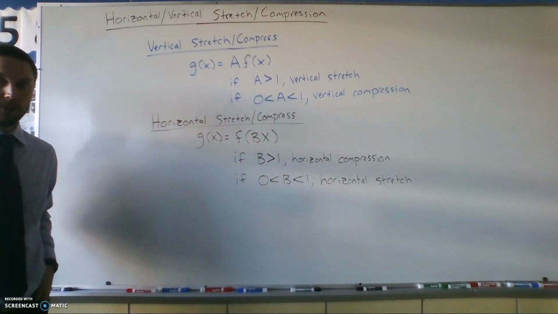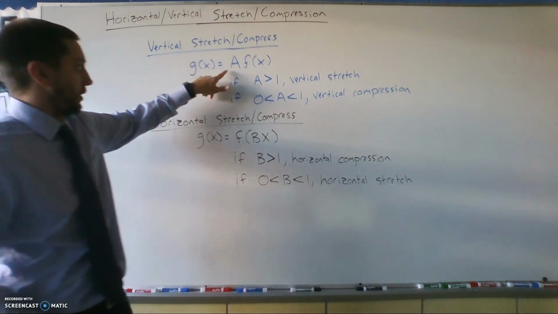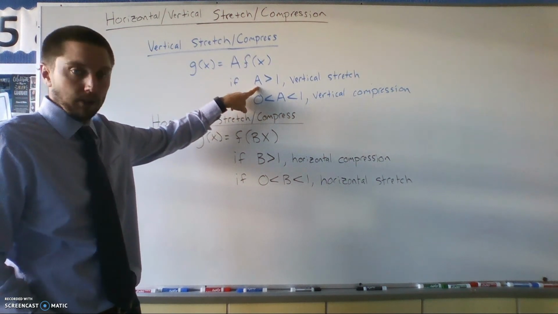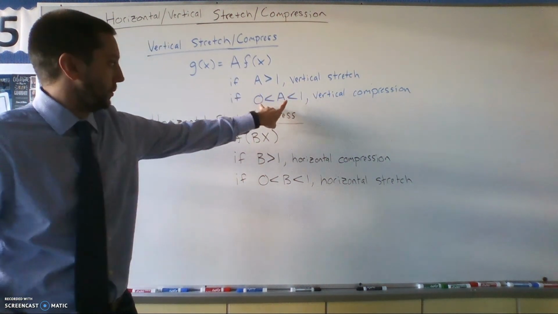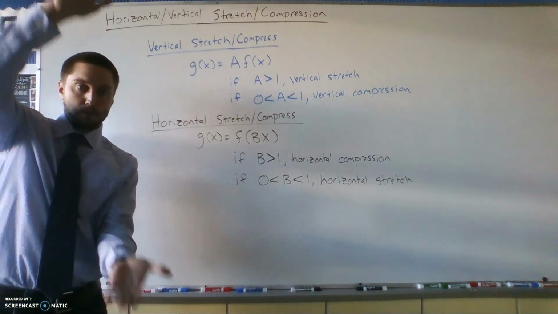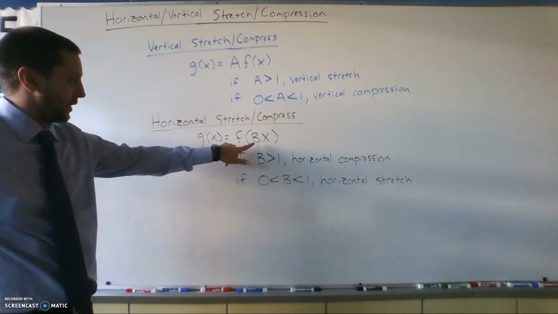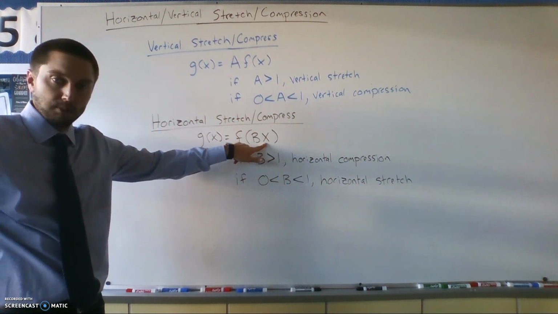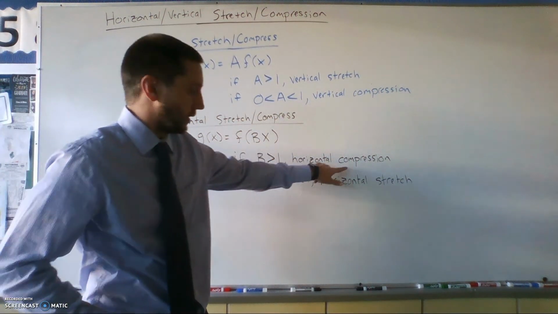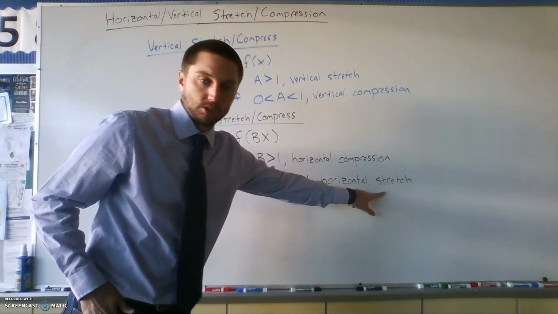Okay, so let me erase my board and then we'll come back and summarize. Here's your summary for the day. If I have a vertical stretch or compression, it's going to look like having a constant outside the function. When A is bigger than 1, it's a vertical stretch. When A is between 0 and 1, like a fraction, we have a vertical compression. Smash the marshmallow. If I have a horizontal change, it's going to be when I'm multiplying right next to the input value. If B is greater than 1, that's a horizontal compression. And if B is in between 0 and 1, that's a horizontal stretch.